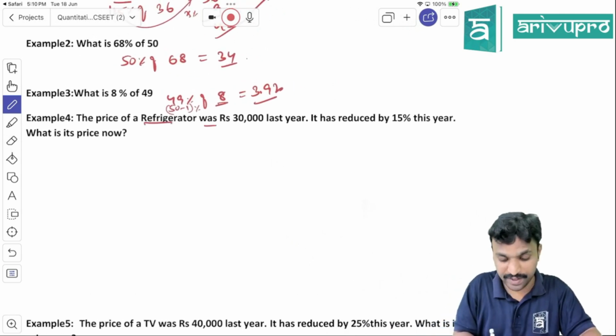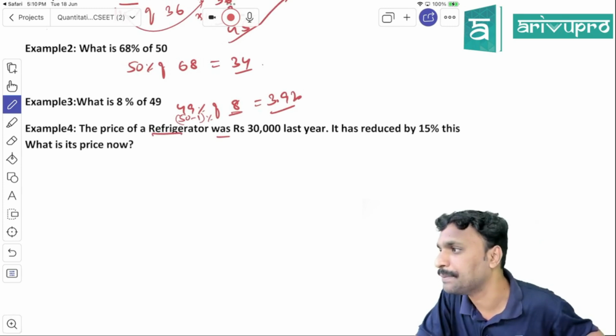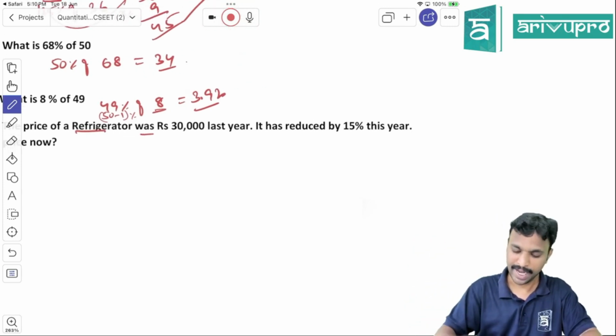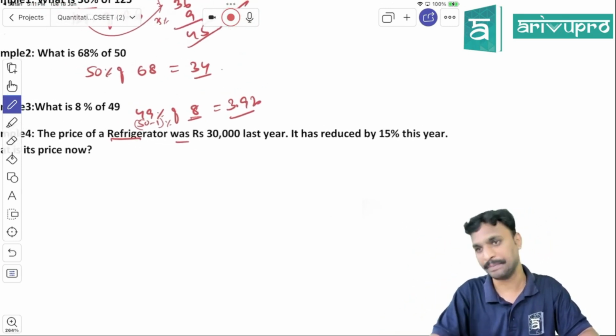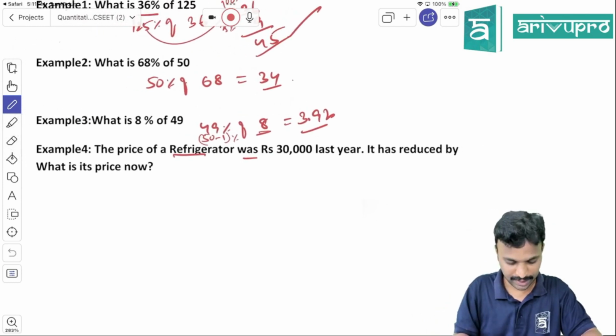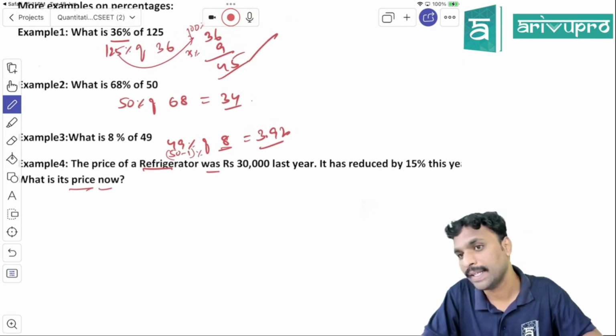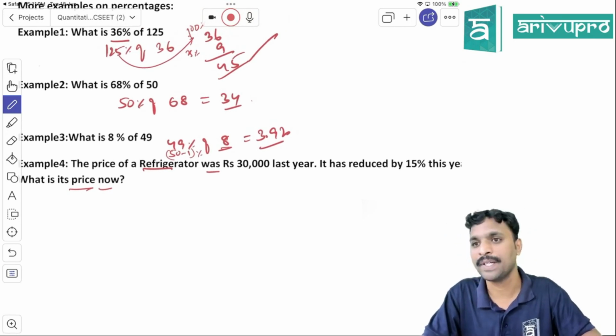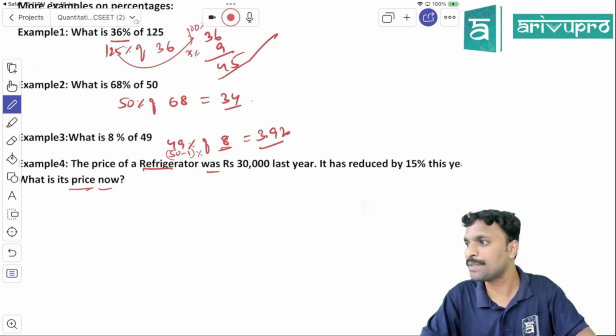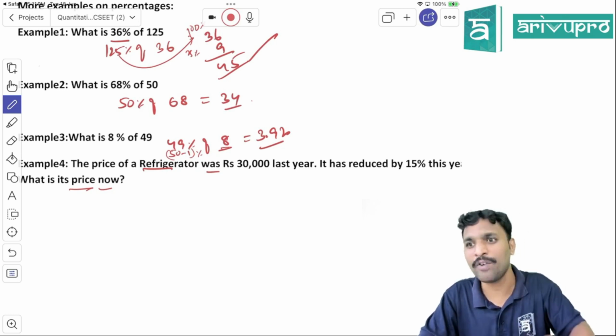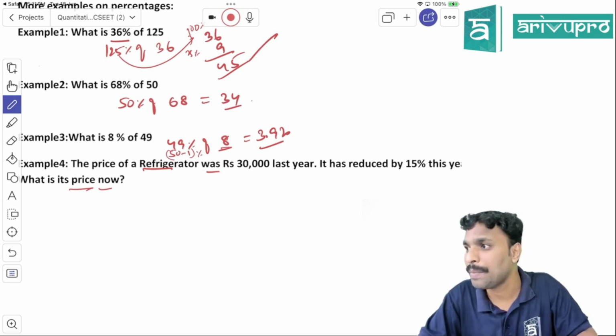The price of a refrigerator was 30,000 last year. It has reduced by 15% this year. What is its price now? 15% on what? 30,000. Now 10% of 30,000 is how much? 3,000. 5% is how much? Half of 3,000, which is 1,500. 15% means 4,500. So it is reduced by what? 4,500. New price is what?